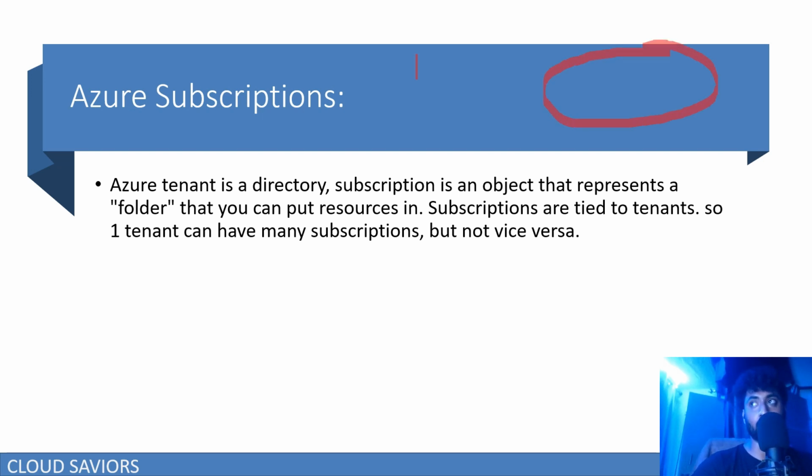Of course, if I'm managing this complete infrastructure, I have one tenant. In the tenant you can attach your subscription. It is saying one tenant can have many subscriptions but not vice versa. It means one subscription can be a part of one tenant. This is my tenant, but it is not possible that one subscription is a part of multiple tenants. No.